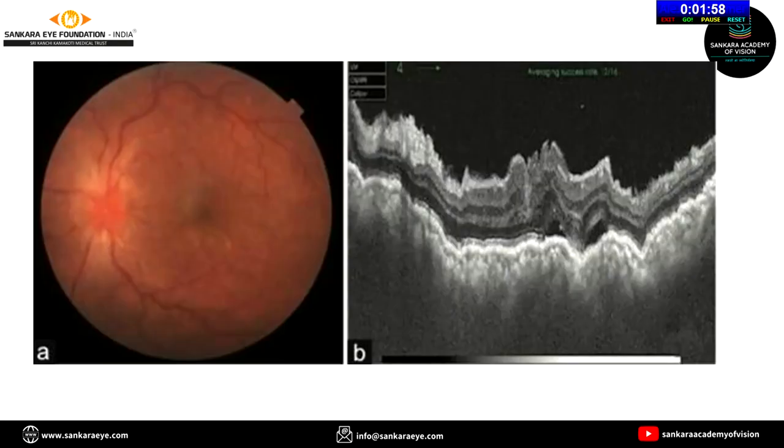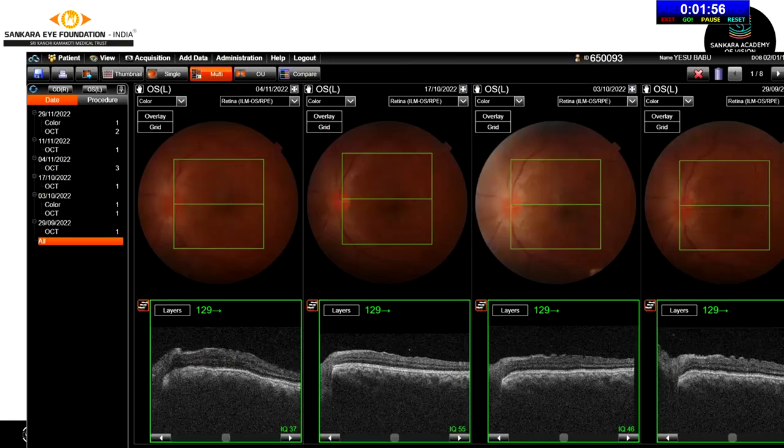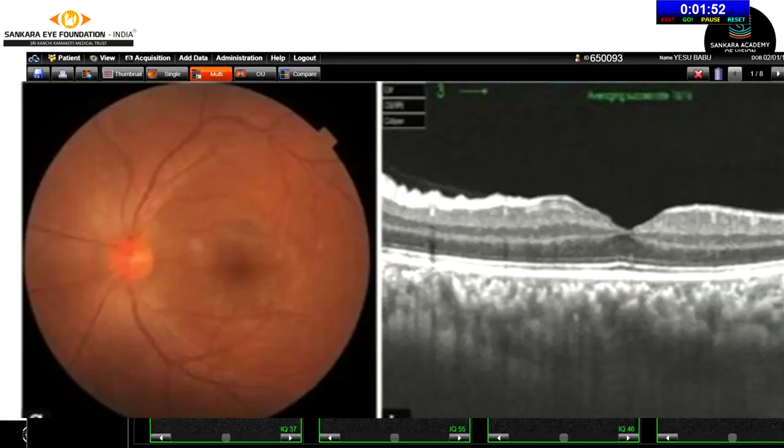3 weeks after that, this is the pre-injection picture, and these are the serial OCTs where you can see the improvement. And this is the final picture where the disc margins were clear and the macular edema reduced, and the patient got vision of 6/9 with the control pressure 22 without any anti-glaucoma medication.